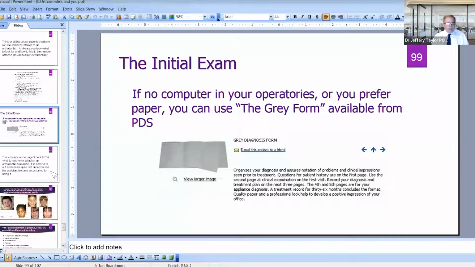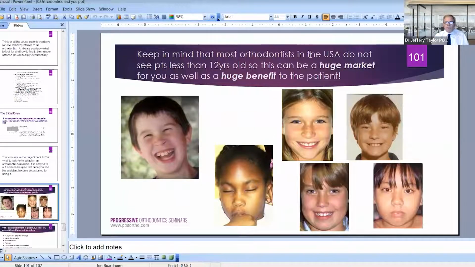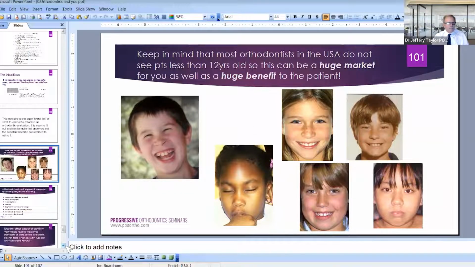Okay, so where am I here? So that one-page checklist. PDS can supply you with one of those things, but you don't know how to fill it out yet, but you will once you join us. So most orthodontists in America don't see patients less than 12 years old. So this could be a huge market for you. And just think about the huge benefit to your patient. Many of them don't know that they have an orthodontic problem, and they wait till they're age 14 or whatever, and then it's either extract something or not. But if you start on these kids when they're young, then maybe you could eliminate a lot of extraction and have a lot easier therapy when they're young.